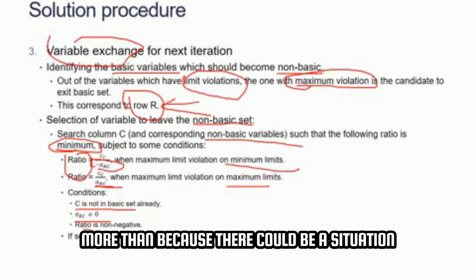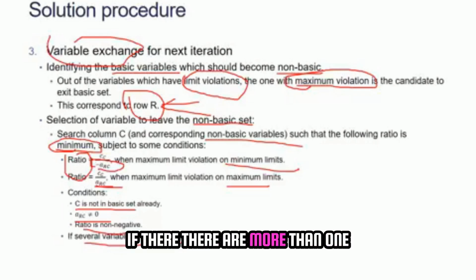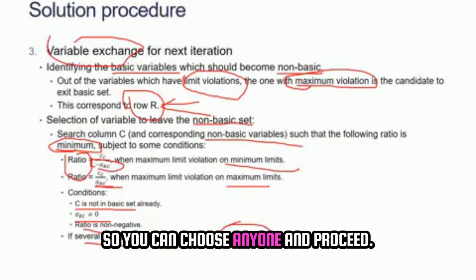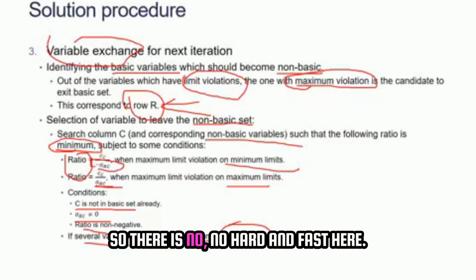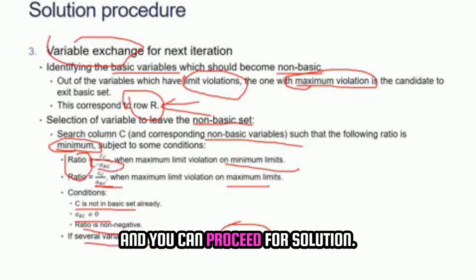If there is a situation where more than one variable satisfies these conditions, you can choose any one and proceed. There is no hard and fast rule here. You can choose any one and proceed for the solution.